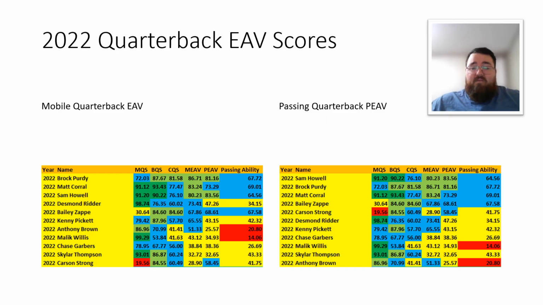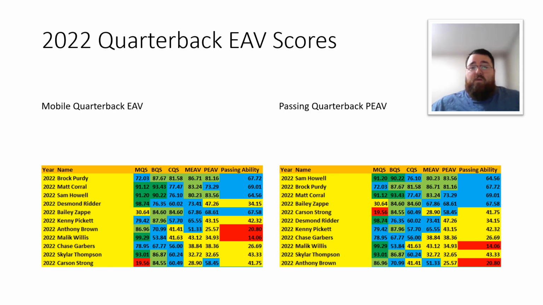But it's clear, based on the MEAV and PEAV scores, Purdy was the top quarterback as a mobile quarterback, and Howell was the top passing quarterback, and Purdy was second after that. So Purdy should have been drafted a lot higher than where he was, guys. Same thing with Howell. It's just that teams look at other things like physical metrics and how tall and how big they are to make their decisions, versus just how they actually played on the football field. So that's going to be interesting to see how this turns out with these two quarterbacks.